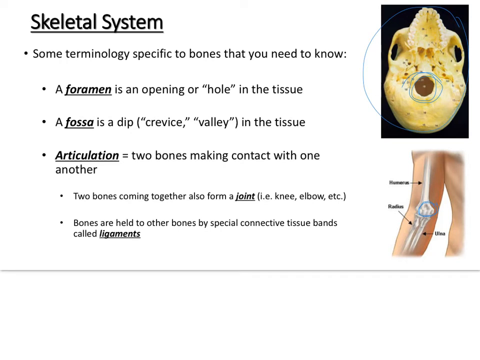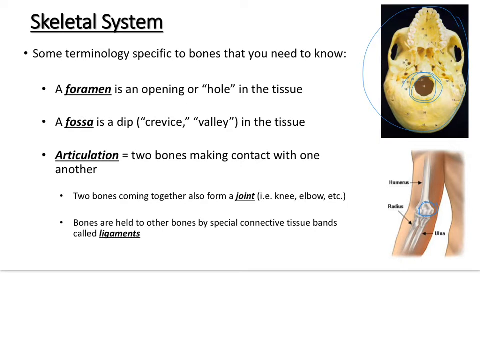Then you have the term articulation, which you've maybe heard before, which is when two or more bones come together. We also refer to this as a joint, right? So your knee, your elbow, your fingers, your toes, there's lots of joints, and that's where articulation takes place.